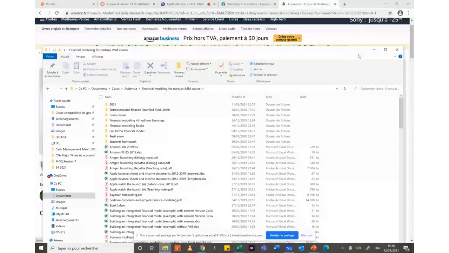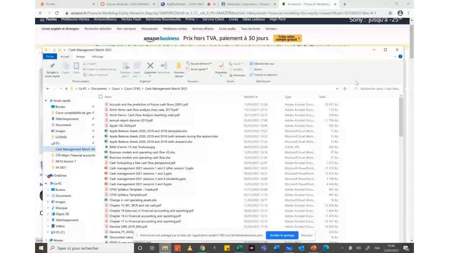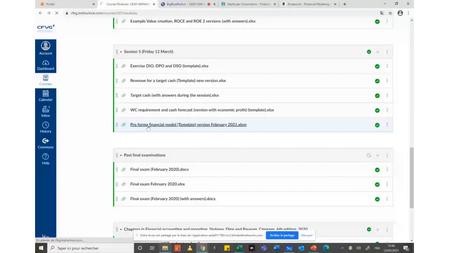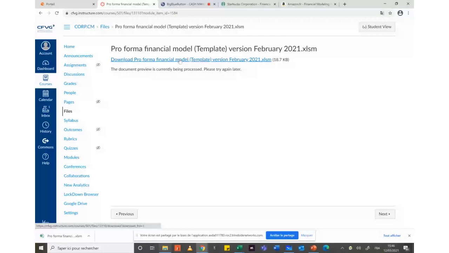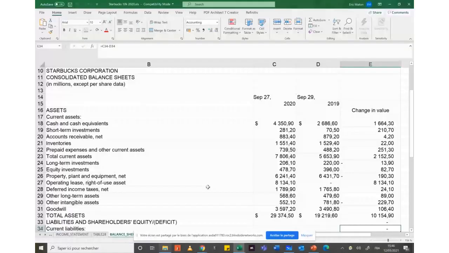So I come back to cash management. So now we will do this one. We use a pro forma financial model, and I will present the interest of this kind of model. When we value the share in function of the discounted cash flow methods, we use this kind of model. More complex than this one, but it's this kind of model.